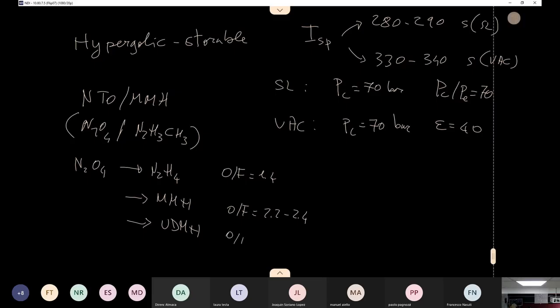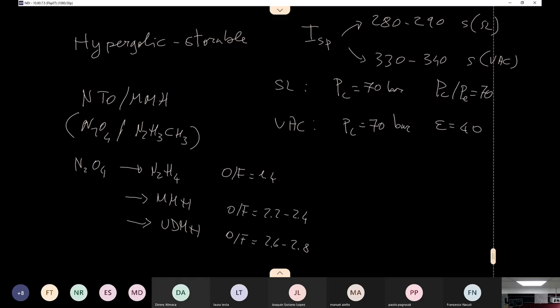And for the last, third one, we have 2.6, 2.8. Of course, this will depend on, you see that we have different numbers of atoms here, we have different molecules, so we have also different relative weight of the fuel with respect to the oxidizer.